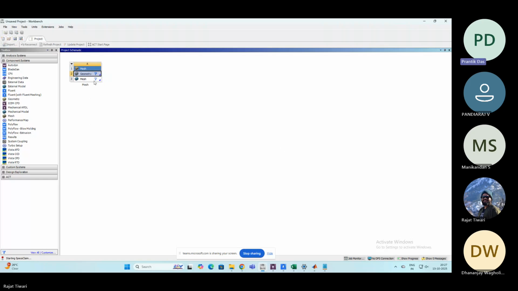So going to the geometry, this one is basically your SpaceClaim geometry. There are two options: either you can create it in DesignModeler or in SpaceClaim itself. One thing I'm planning is basically going for SpaceClaim.